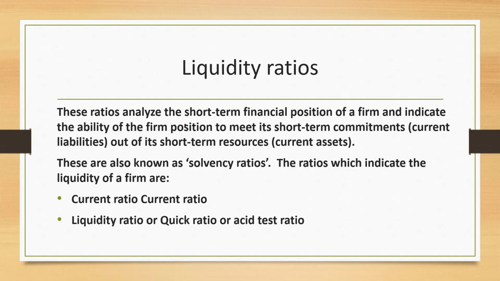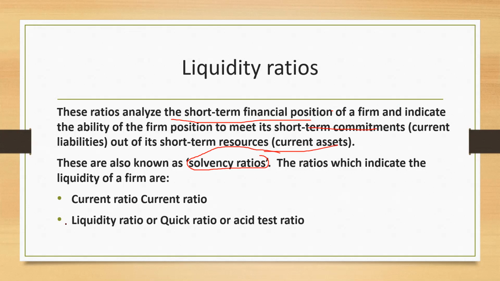Now liquidity ratio shows the short-term financial position of a company. That is, is the company able to pay its short-term debts? Does the company have enough short-term assets so that it can pay its short-term liabilities, that is current liabilities? This ratio is therefore also known as solvency ratio, so that we can know whether the company is solvent enough to pay its current commitments from whatever current resources it has.